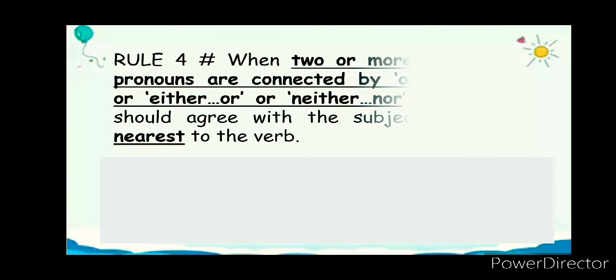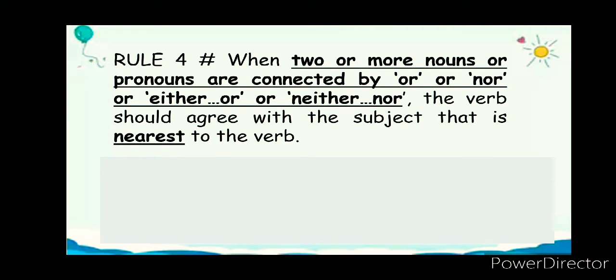Now it's time to learn about the last rule in this presentation, rule number 4. When two or more nouns or pronouns are connected by or, nor, or either or, neither nor, the verb should agree with the subject that is nearest to the verb.